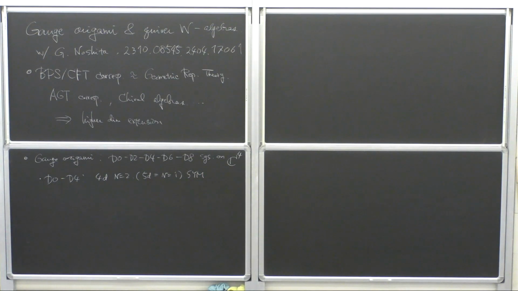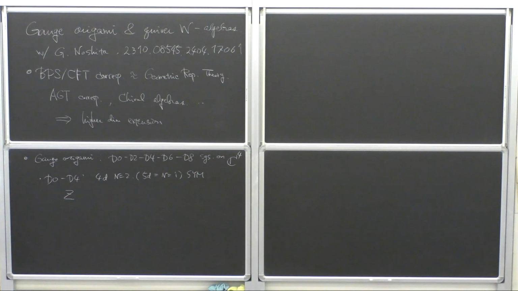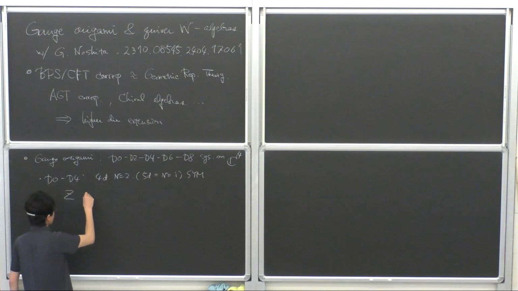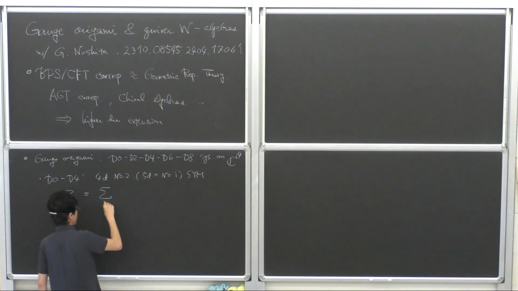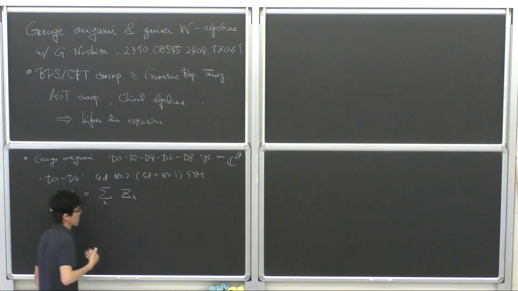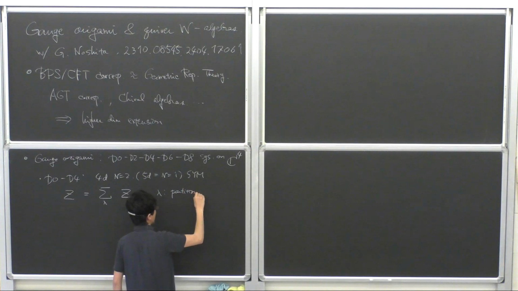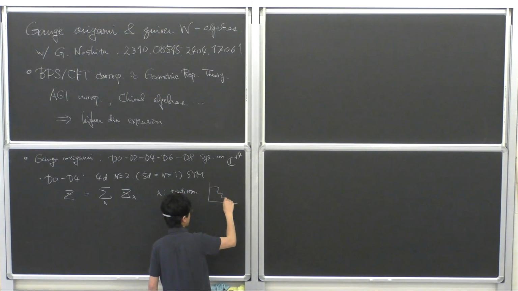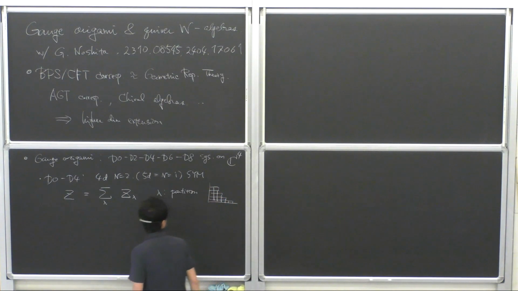Okay. So in this case, we know that we can write down a partition function of this theory, which is actually the Nekrasov partition function. I don't write the explicit formula, but schematically, this partition function is given as a summation over lambda. Now lambda is a partition. A partition is just a configuration of boxes.